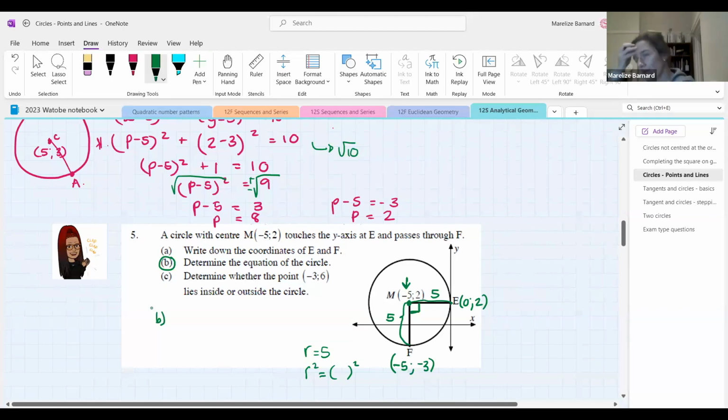Yes, ma'am. Sorry to disturb, but can you please re-explain how you got the -3 for point F? Okay, so we see over here. This vertical distance is the same as this vertical distance, and it's 5. So if I move 5 down on the y-axis, then it's like 2 minus 5, and that's going to take you to -3. So the y coordinate is going to be -3. Okay, thank you, ma'am.